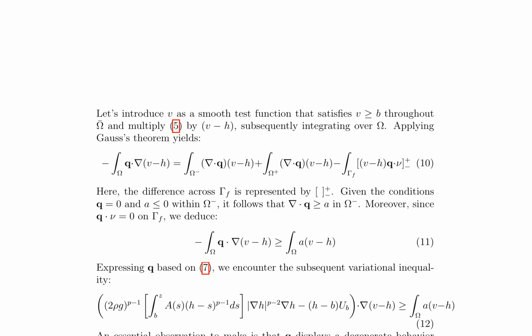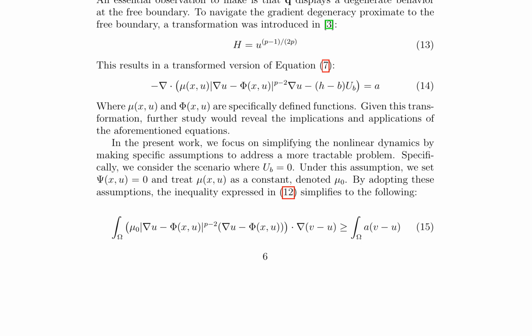To simplify the nonlinear dynamics, the paper makes specific assumptions, including ub equals 0, psi(x, u) equals 0, and mu(x, u) equals mu 0. Under these assumptions, the inequality 12 simplifies to equation 15, which is a key result of the paper. This equation forms the basis for further study and applications, including the implications of the transformed equation and its potential to model real-world ice sheet morphology.